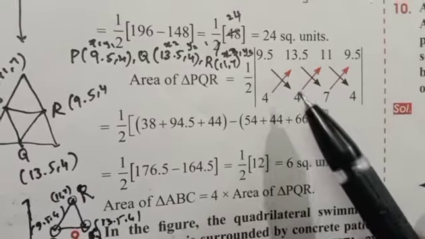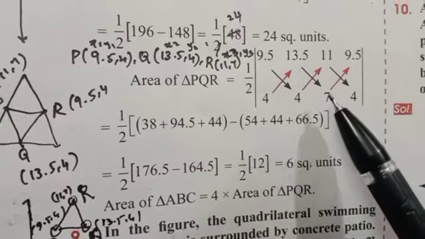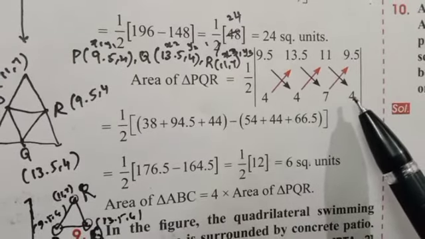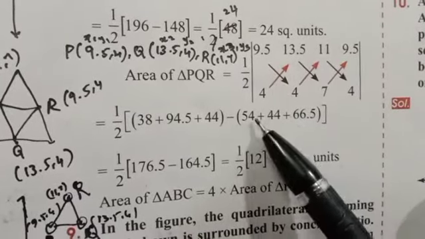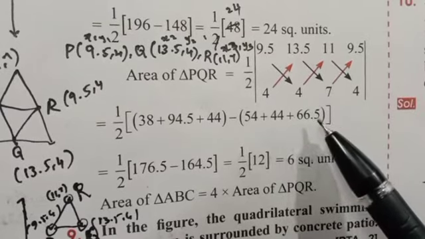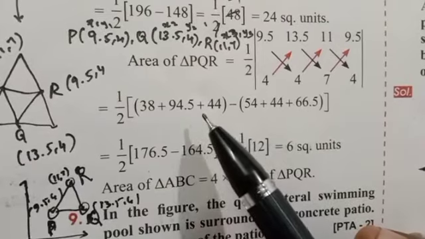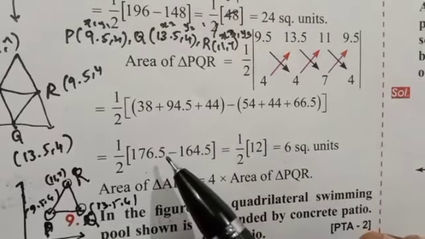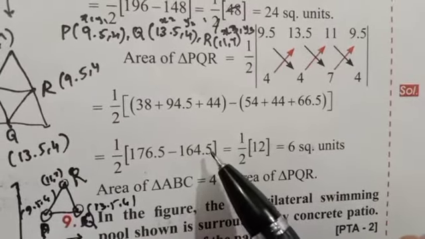Now multiply these two: 9.5 into 4 is 38. Then multiply, that is 94.5. Multiply these two, 44. All are positive values. Then minus: 4 into 13.5 is 54, 4 elevens are 44, 7 into 9.5 is 66.5. You have to add these three. You know how to add decimals, students. You get 176.5 minus 164.5. Subtract these two values, you get 12.